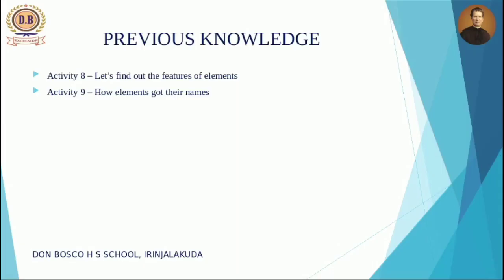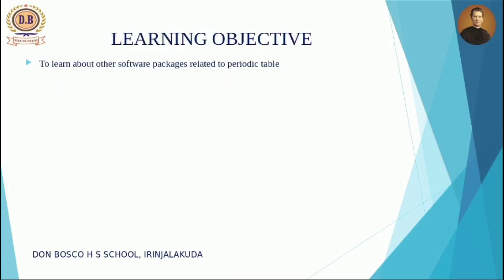In our last class, we have done activity 8 and 9, that is, let's find out the features of elements and how the elements got their name. For that, we have learned about a software called Calcium, from which we can learn about the periodic table, the different elements in the table and their features. The learning objective for today's class is to learn about other software packages that are related to the periodic table.